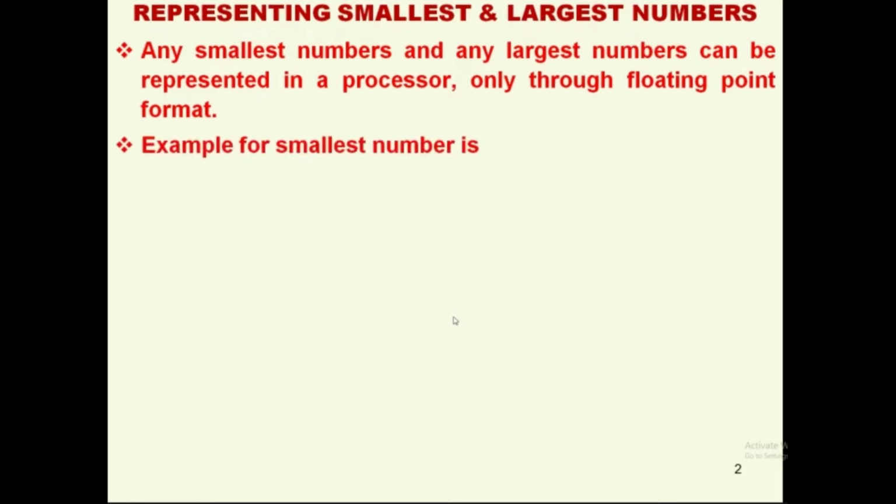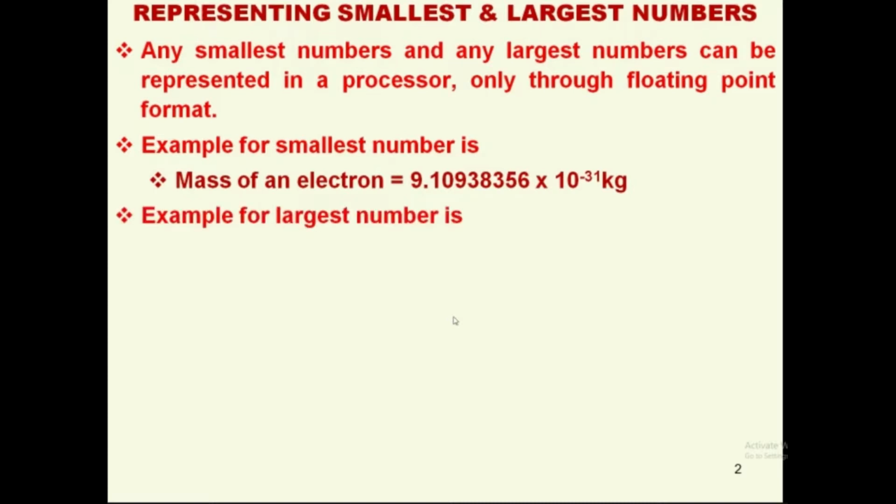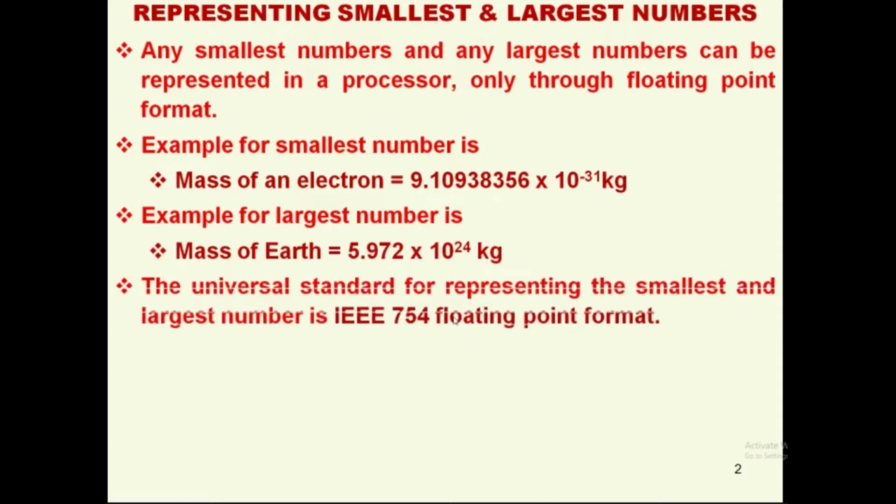format. Say, for example, the smallest number is the mass of an electron. This can be represented only in mantissa and exponent. An example for the largest number is the mass of the earth. So the universal standard for representing the smallest number and largest number is IEEE 754 floating point format.